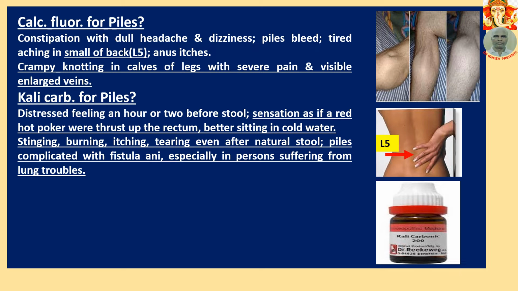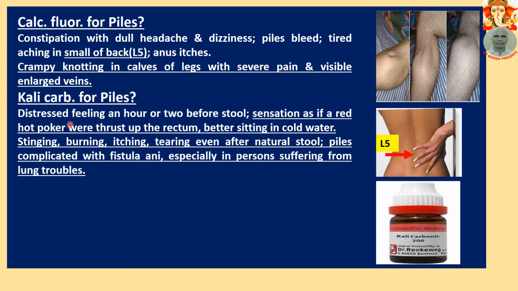Anus itches. Crampy knotting in the calves of the leg with severe pain and visible enlarged veins. Look at the image on the right hand side. This is the L5 region or smaller back, where the lumbar vertebra just finishes and the curvature starts. That is the L5. These are the crampy knotting in calves with severe pain and enlarged veins.